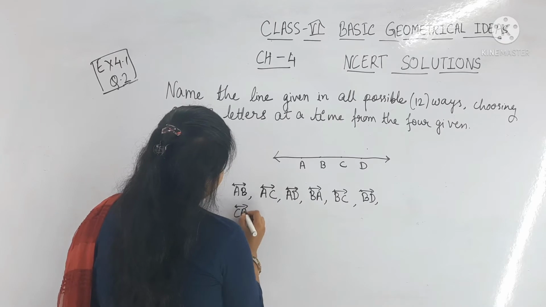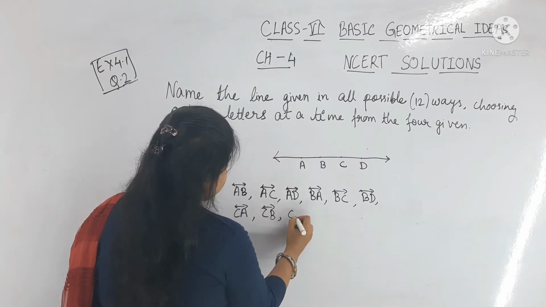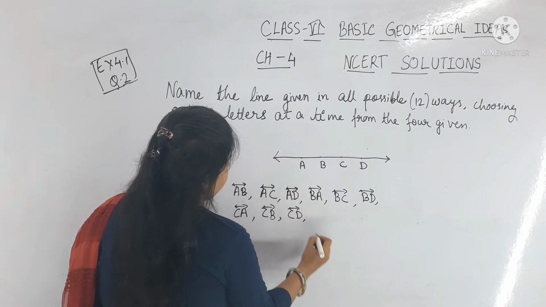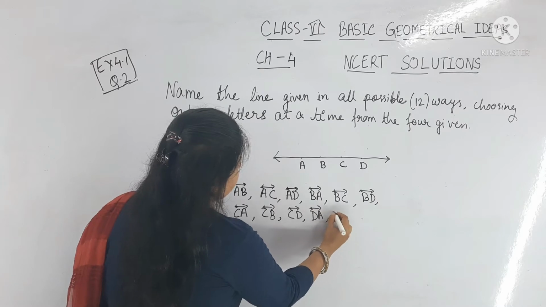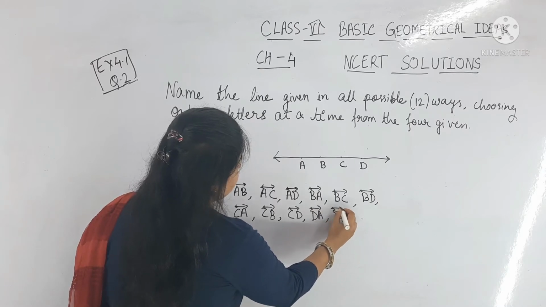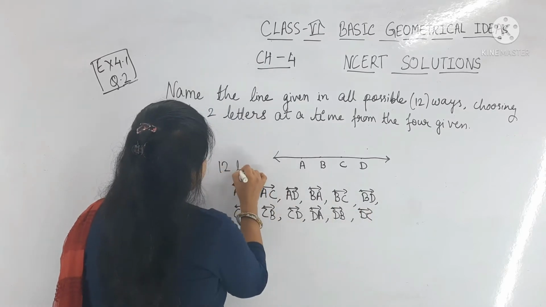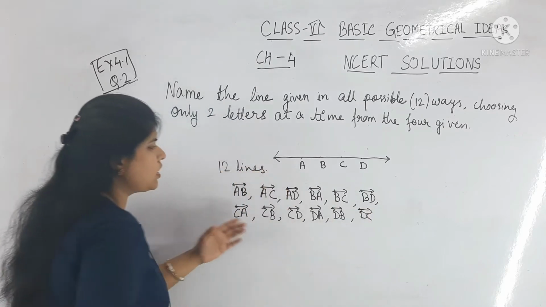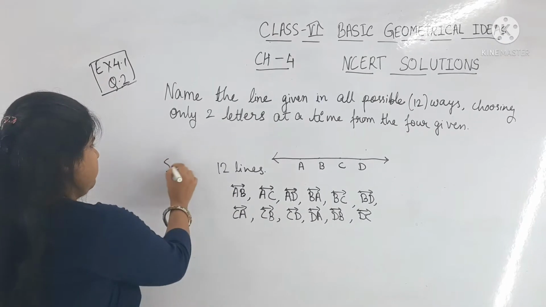CA, CB, CD, then DA, DB, DC. So the total 12 lines are there. So these are the names for this question.